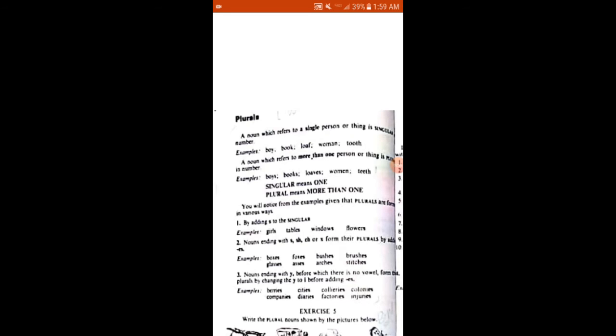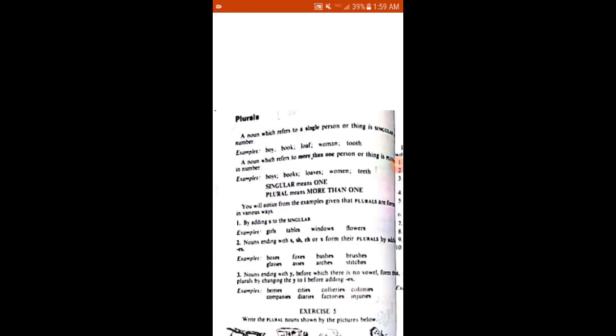Nouns ending with y. If the spelling of the noun is ending in y, what we will do is change the y to i. We will omit the y and we will add i and then es. Means we will omit y and we will put ies. For example, berry. So we will just omit y and put ies in the replacement of y. In this way, the plural of berry will be formed, which is berries.